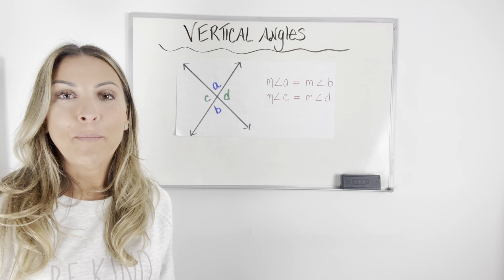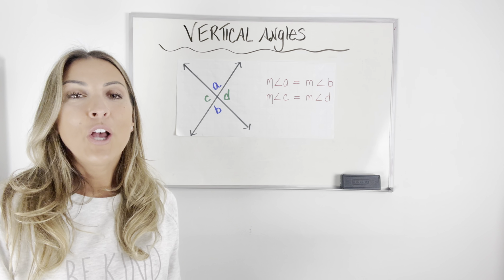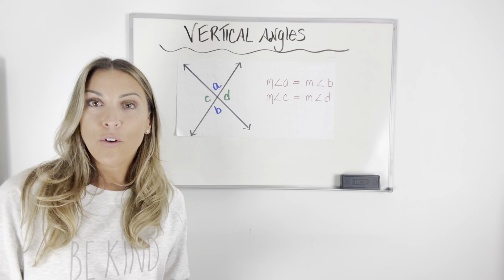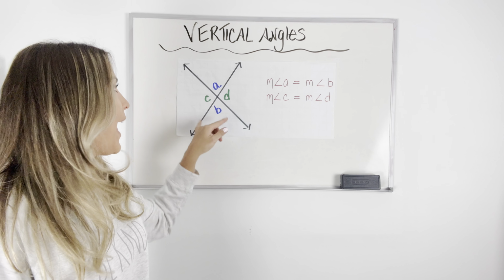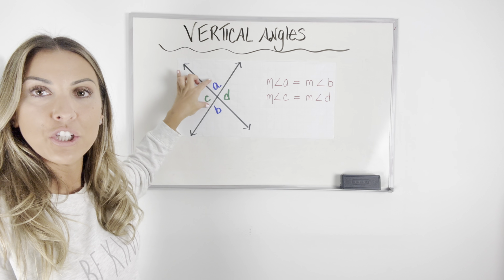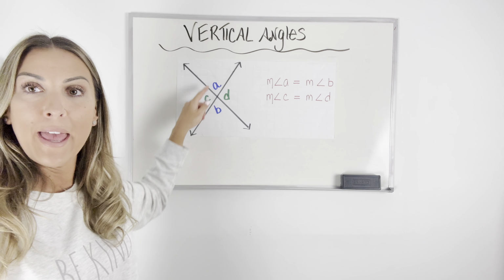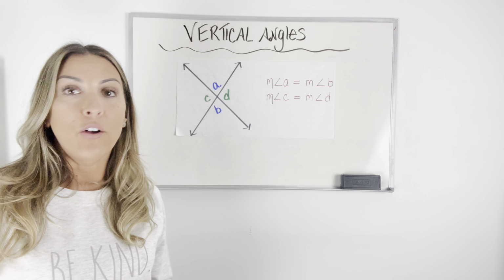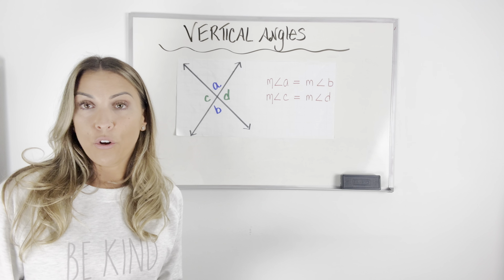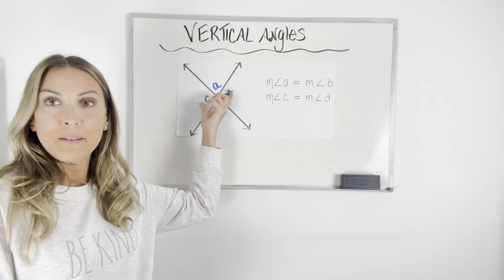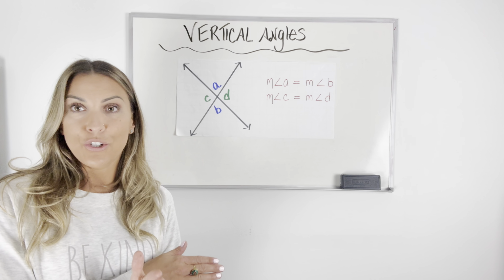Let's learn how to do problems that involve vertical angles. So vertical angles are angles that are formed when you have two intersecting lines. They're the angle pairs that are opposite of each other. So the two angles that I have in blue, A and B, those are vertical angles. The two angles I have in green, C and D, those are also vertical angles. So they are opposite pairs when two lines intersect, all right?